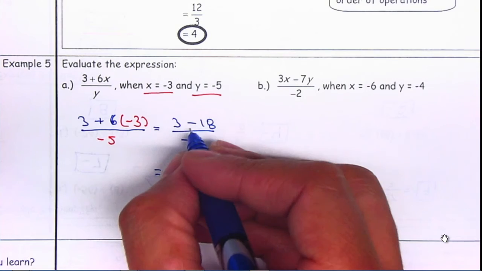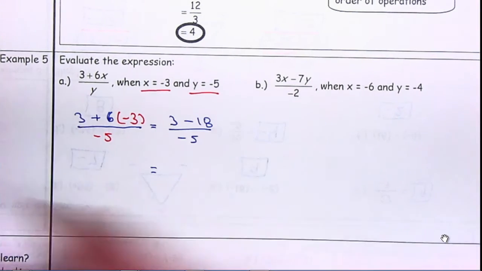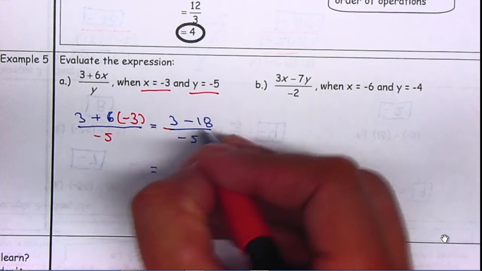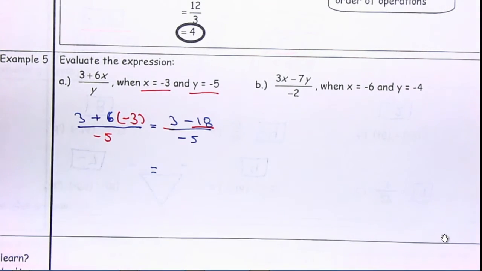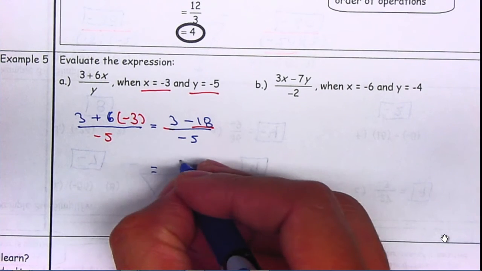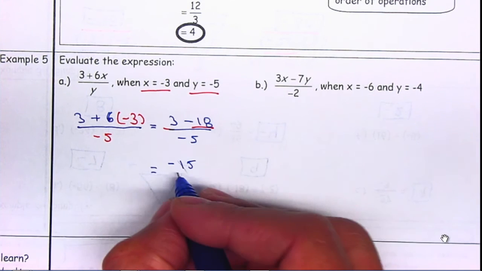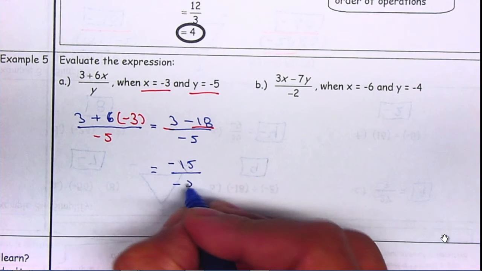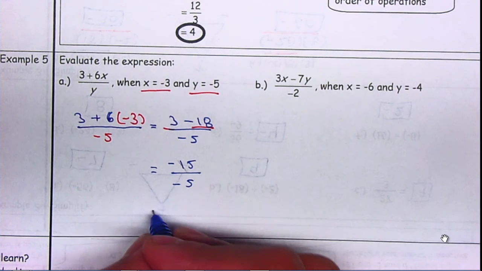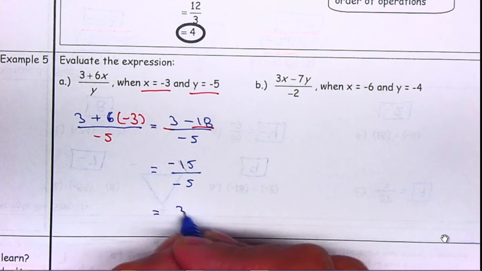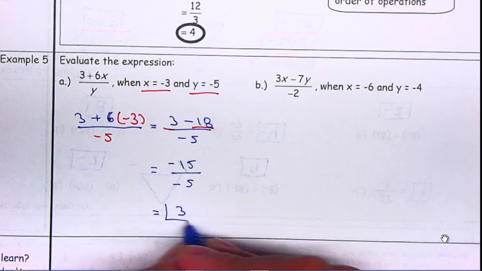We're going to simplify the top. 3 minus 18. The 3 is positive, the 18 is negative, so they have different signs. We are going to subtract. That'll be 15. Keep the sign of the bigger number, that'll be negative. And then divided by negative 5. 15 divided by 5 will be 3. Negative divided by negative will be positive.